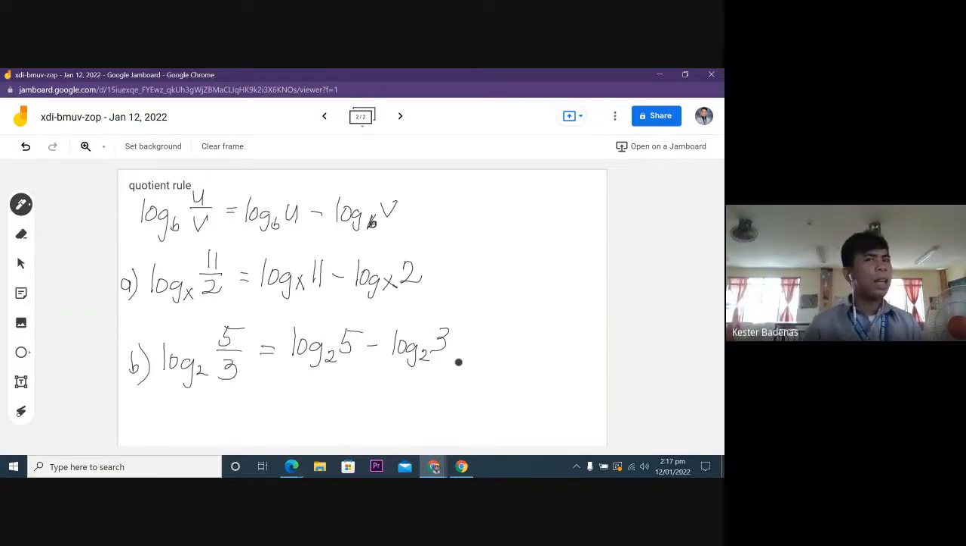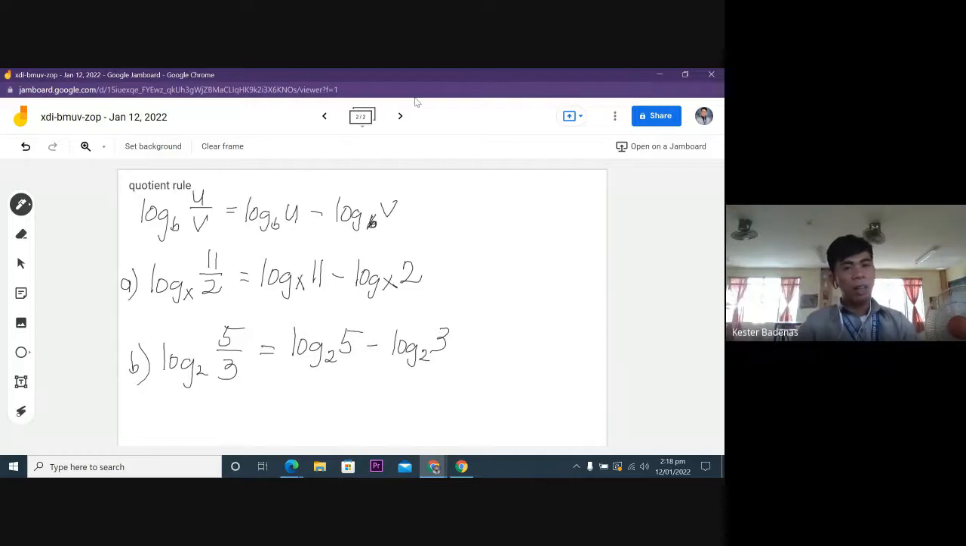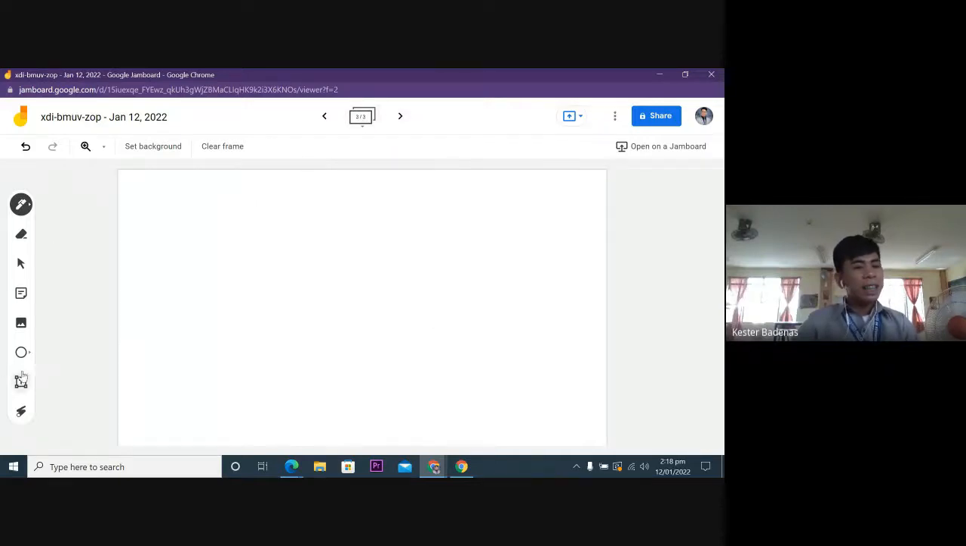Dapat tayo nag-wrap lang, parang super base. Base, base, base. Ganon. Okay. May question sa quotient rule? Wala po. Okay, so wala. Pasok agad si power rule. Si power rule ang pinakamadali. Bakit? Kasi ito yan siya.